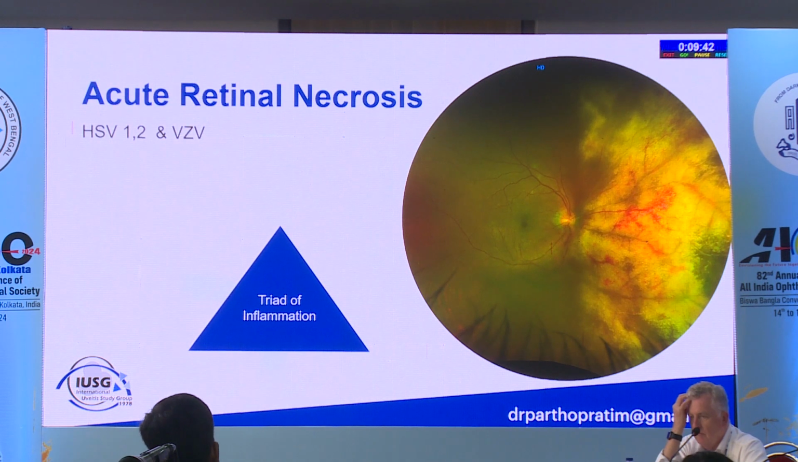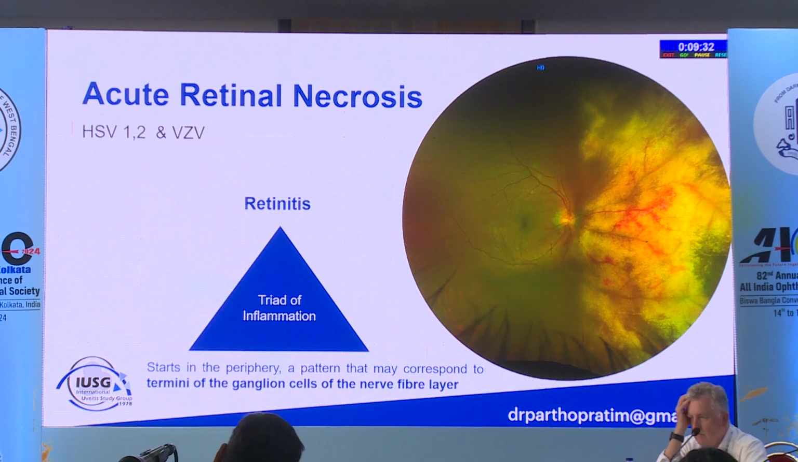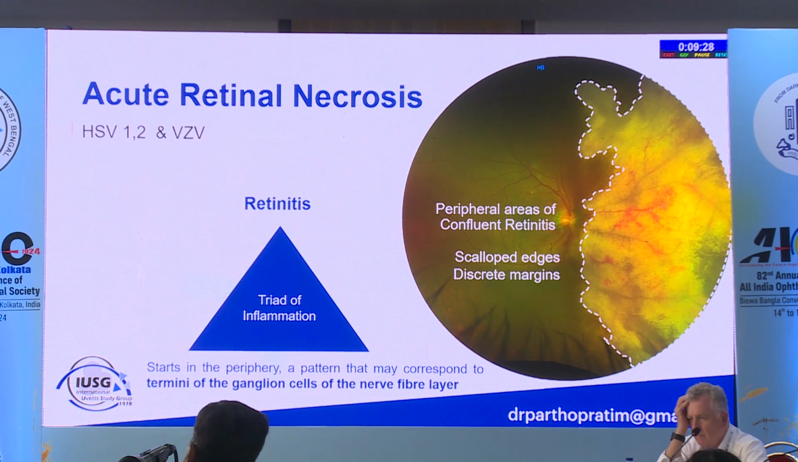Usually a triad of inflammation is seen in these cases. Now what is the triad? The first one is retinitis, and it starts in the periphery, a pattern that may correspond to the termini of the ganglion cells of the nerve fiber through which the virus propagates. The retinitis is characteristically peripheral, as I told, and confluent. The edges are scalloped, and you can see discrete margins.